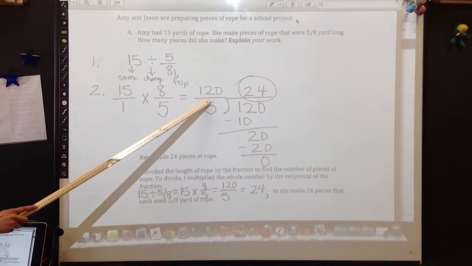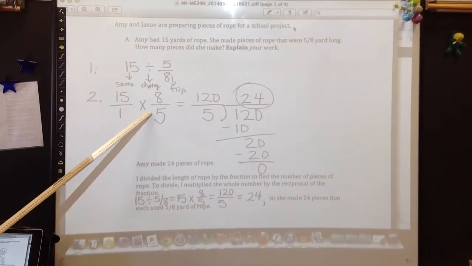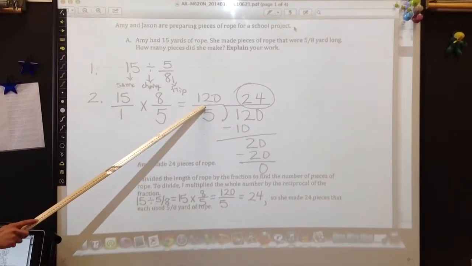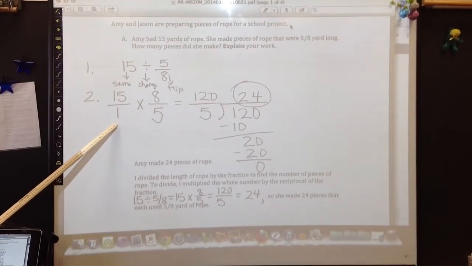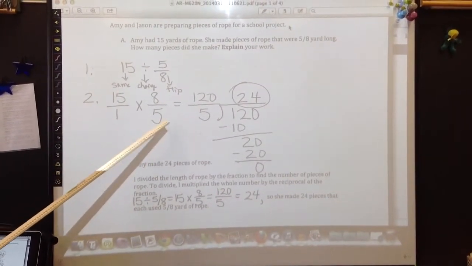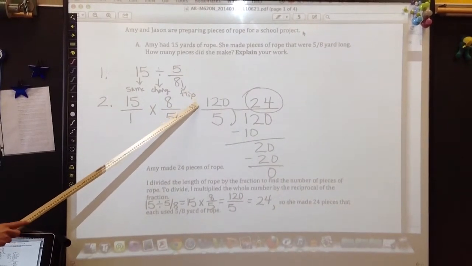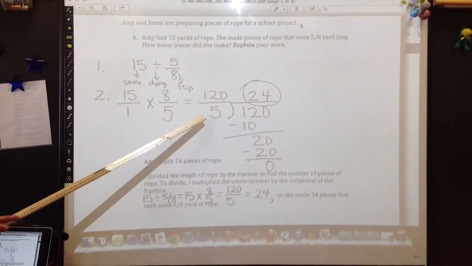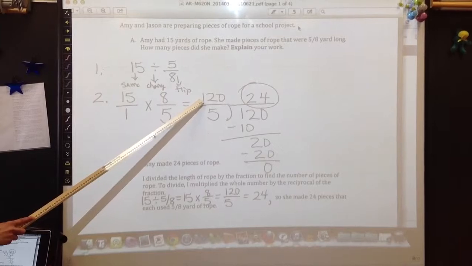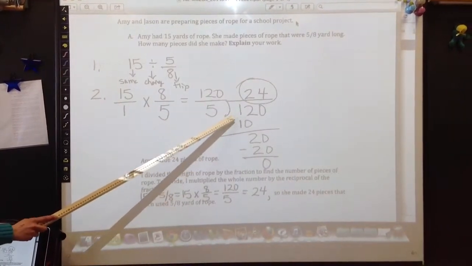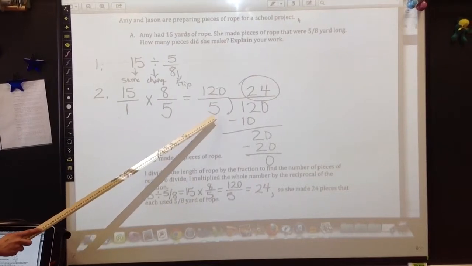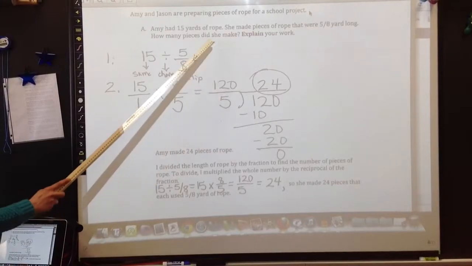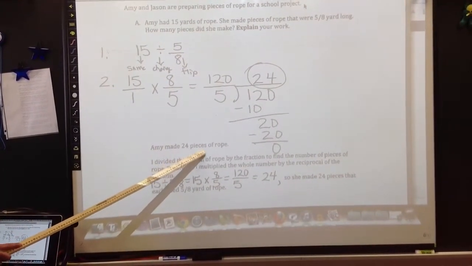That equals 120 over 5, because when you're multiplying fractions, you multiply the numerators together. So 15 times 8 equals 120, and then you multiply the denominators together. 1 times 5 equals 5. This is an improper fraction. 120 over 5 is an improper fraction. So we now have to divide the denominator into the numerator. So we have to divide 120 divided by 5. 5 goes into 120 24 times total. So that would be my answer. Amy made 24 pieces of rope.